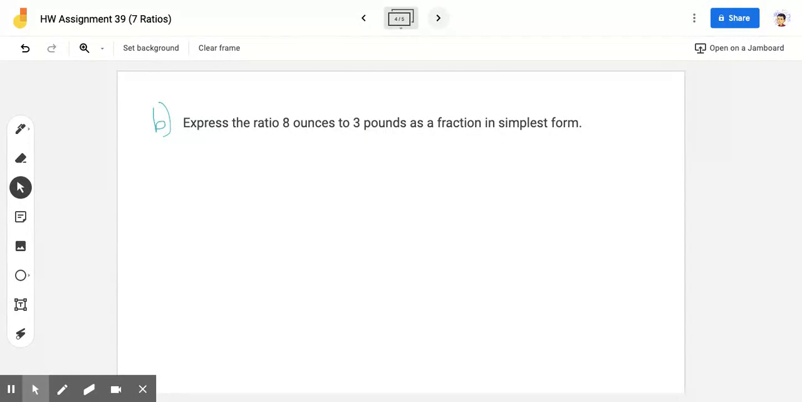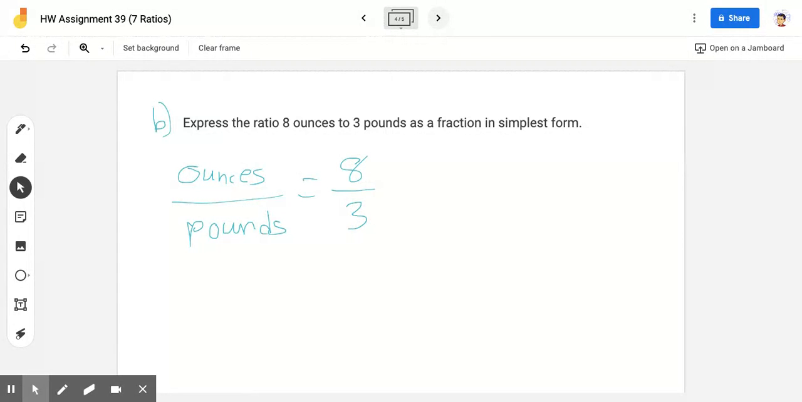B, express the ratio of 8 ounces to 3 pounds as a fraction in simplest form. Okay, so we have 8 ounces. So we have ounces to pounds. All right, and here's what we are being asked to do. So let's write that out. So 8 to 3.